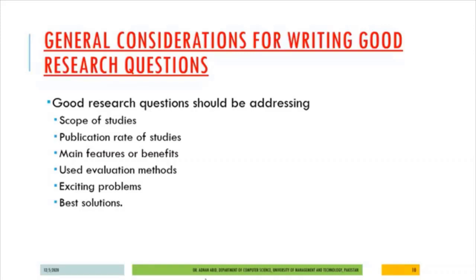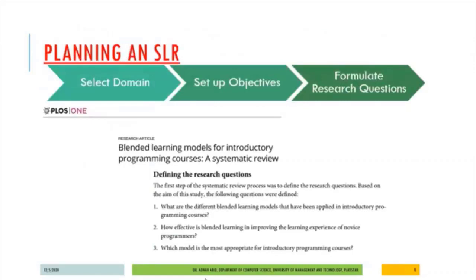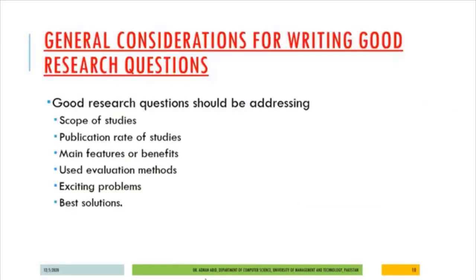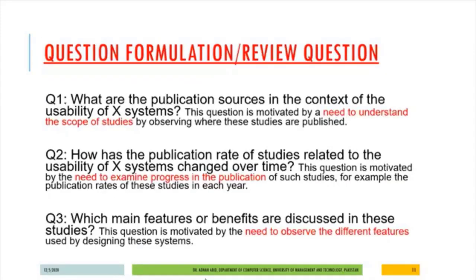Because generally the SLRs tend to cover at least 5 years of research being carried out in a given area, and what are the exciting problems which have already been solved and partly solved, and what are the new future directions, and what are the best solutions, as we just saw in this second example, which model is the most appropriate for introductory programming courses. These are the best solutions that we try to propose from our perspective and understanding after reading so many articles. So these are some sample questions that can help you formulate your structured literature review in a given area.